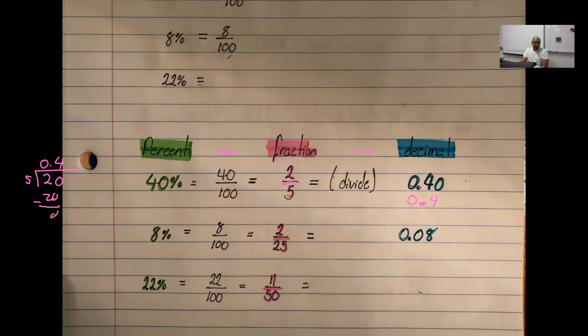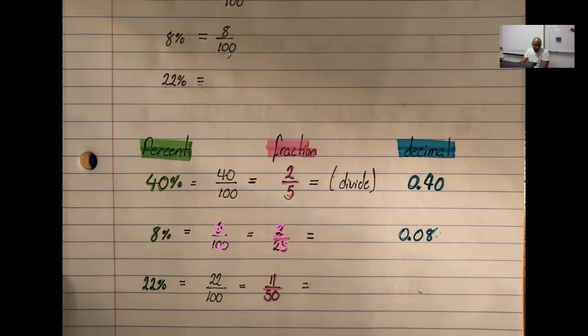It's just a different way of writing the same thing. Same thing with 8%. 8%, to make that into a fraction, would be 8 out of 100. And if I simplify that, I can divide both of these by 4. That would be 2/25. So 2/25 is the simplest version of 8%, 8 over 100.